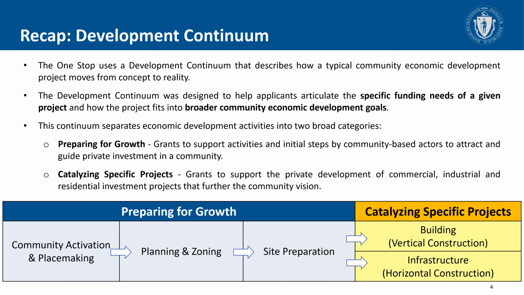The development continuum is broken up into two broad categories. As shown here on the left, we have the preparing for growth section, and that includes the earlier stage projects: community activation, placemaking, planning and zoning, site preparation, cleanup of sites, etc. And then on the right-hand side, we have the other group, which is catalyzing specific projects. This is where you're going to find the programs that are providing grants for actual construction, in the building category for vertical work, and in the infrastructure section for horizontal construction.